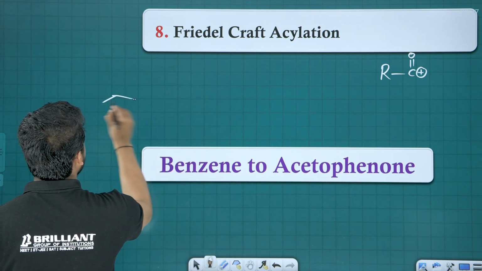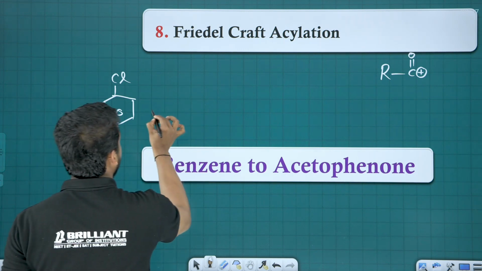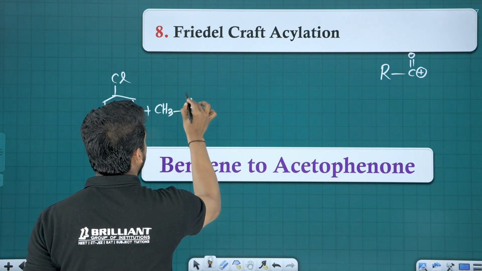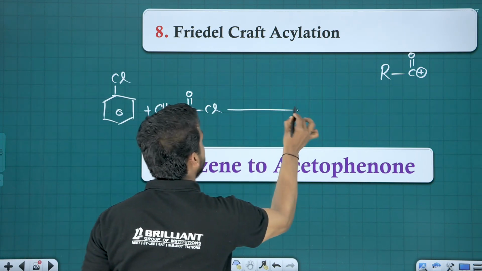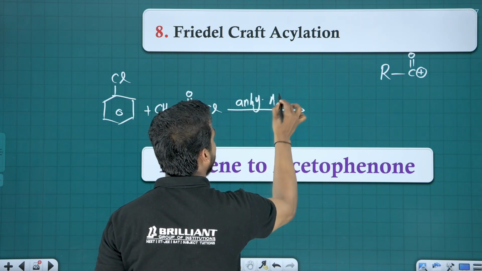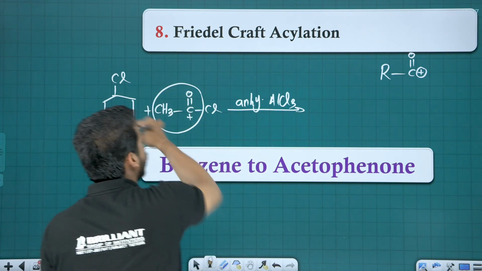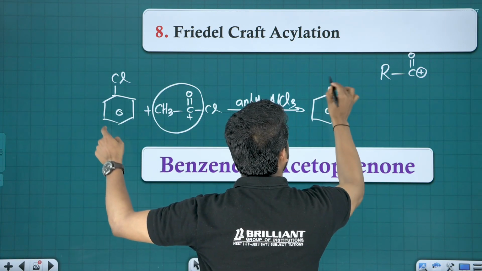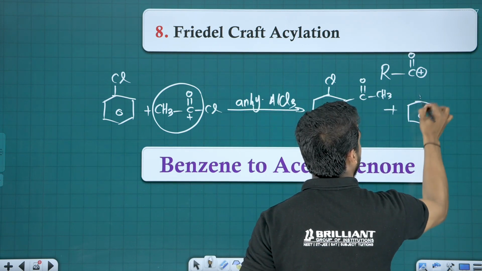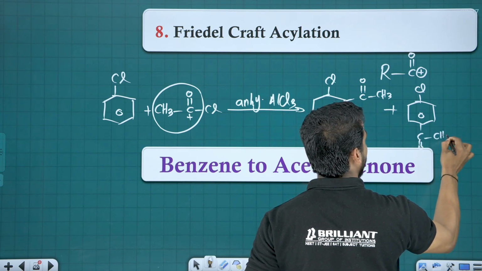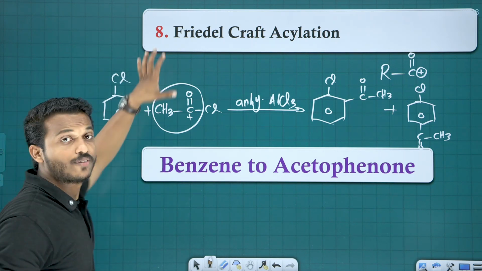For example, consider chlorobenzene again. Chlorobenzene is a weak ortho-para directing group. What are we adding here? CH3COCl, acetyl chloride or ethanoyl chloride, in the presence of the catalyst anhydrous AlCl3. This is the acyl group. The acyl group goes to ortho and para because chlorine is an ortho-para directing group. You get COCH3 on the chlorobenzene. Benzene with COCH3 is called acetophenone. So this is Friedel-Crafts acylation.